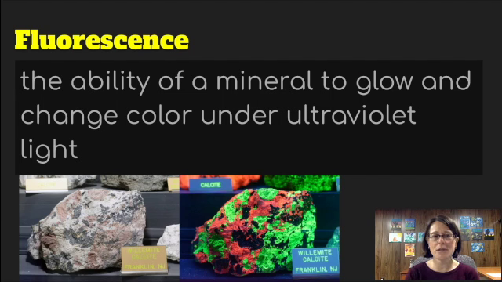Fluorescence is another special property, and this is the ability of a mineral to glow and change color under ultraviolet light, so a black light. You can see here, this is a sample of willemite, calcite. This is it under normal light. This is it under ultraviolet light, a black light. So they will glow like this, and that is very characteristic of some minerals. I do not have the ability to show you this in class because I don't have a black light, but just be aware that you could do this.